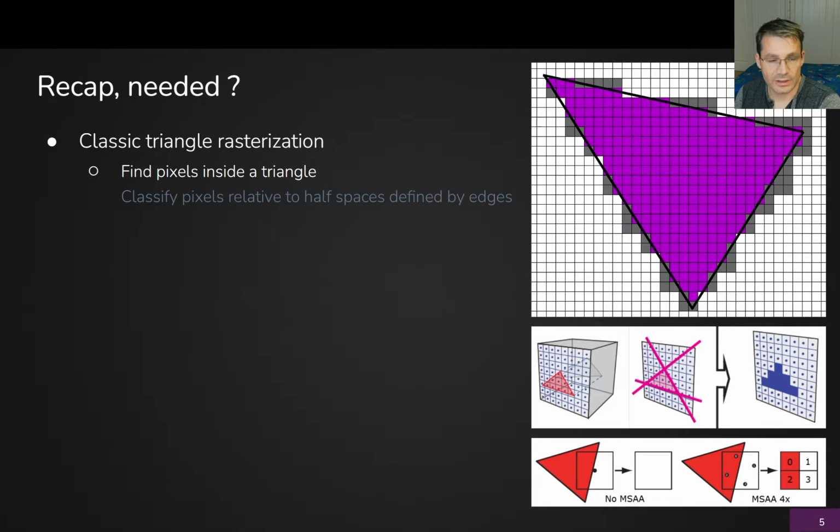So classic triangle rasterization, how it happens on the GPU: the goal is to find all the pixels that are inside a triangle. You can classify the pixels based on the half space defined by the edges. You can see here there are the 3 edges. They are forming a half space. You're either on the left side or on the right side of that plane. Here it is in 2D. And you can classify those pixels, and the ones that are all on the left side of this edge or right side, those ones are inside the triangle.